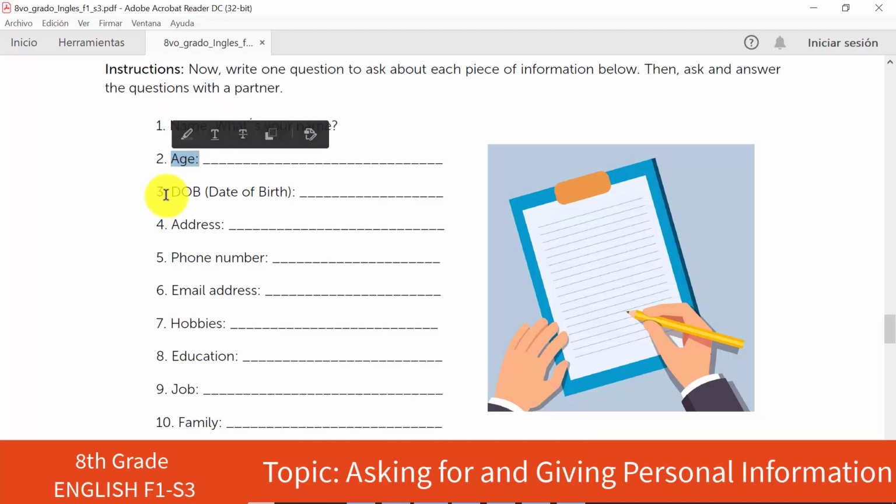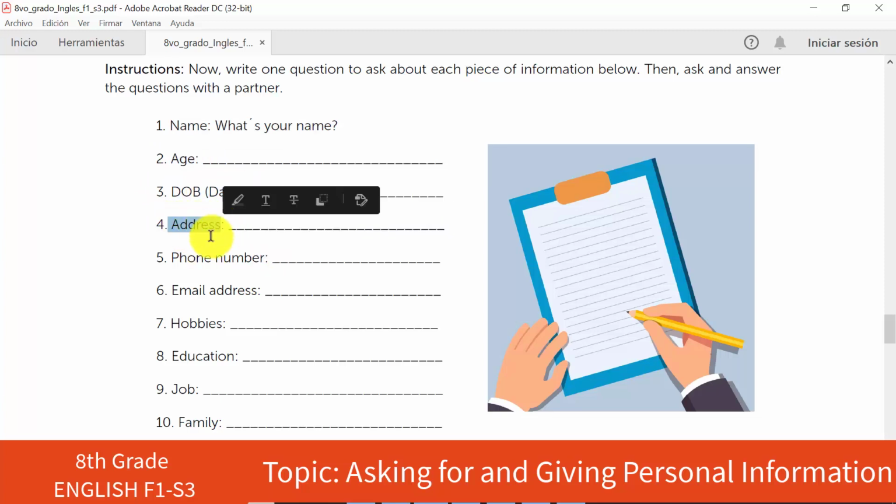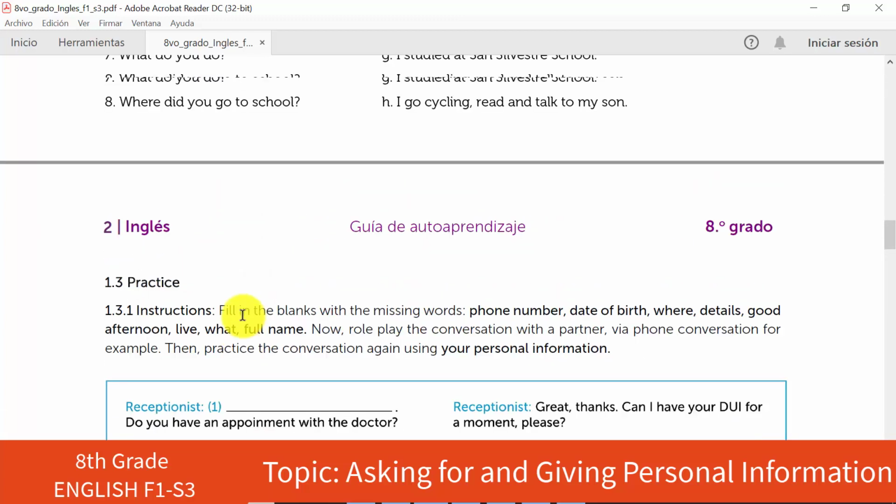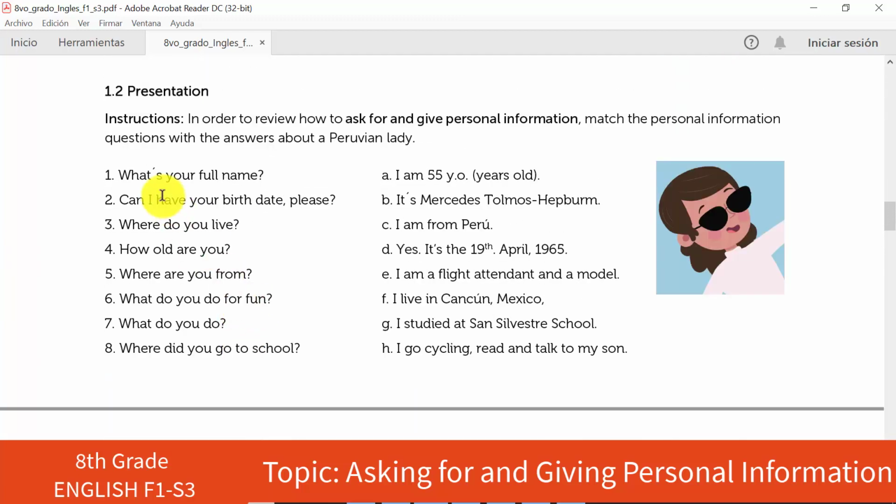Ahora le dicen que pregunte la edad. ¿Y cómo se pregunta la edad? Date of birth, fecha de nacimiento. ¿Y cómo se pregunta la fecha de nacimiento? Address, dirección. ¿Cómo se pregunta dónde vive alguien? Mire, para eso váyase otra vez allá arriba donde yo le dije que se fijara. Over here, pay attention to the vocabulary part, ¿ok?